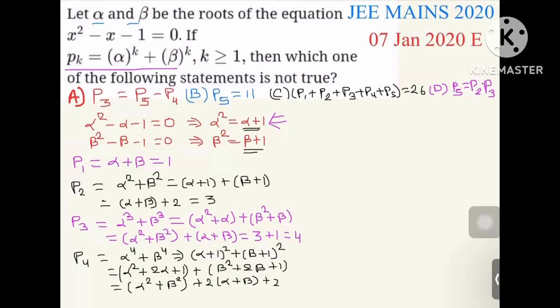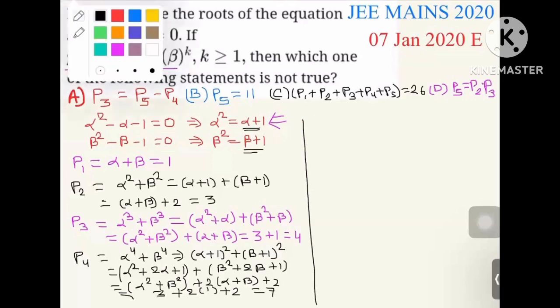Now alpha square plus beta square value we know. Alpha square plus beta square is equal to, we have already calculated, 3 plus twice of alpha plus beta. We know 1 plus 2. So this is equal to 7. We have calculated P4, which is equal to 7. Now let's see P5.